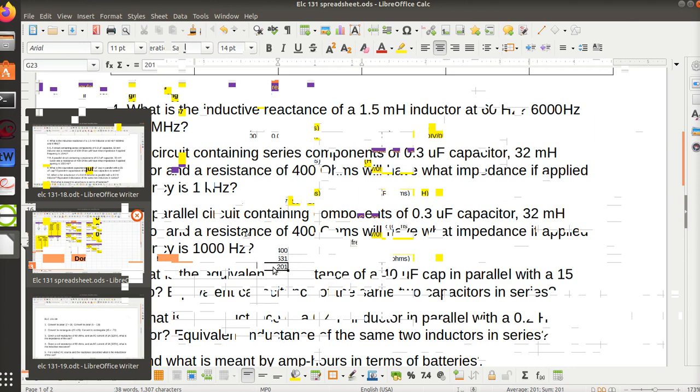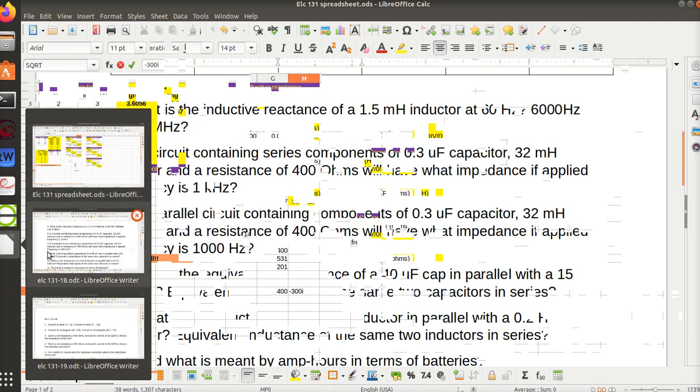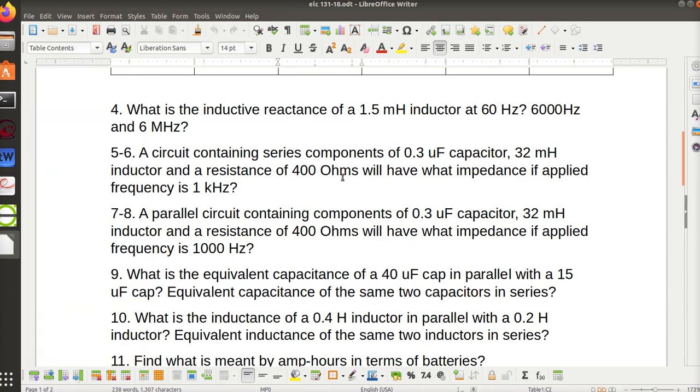201 is inductive reactance, so it's positive. 531 is negative. So 201 minus 531 is minus 330, right? So I wind up with an impedance of 400 and then minus 330 I. So that would be my impedance. And the value is, you put a parenthesis around both of those and you call it ohms. So that is how you would do this problem, 5-6.